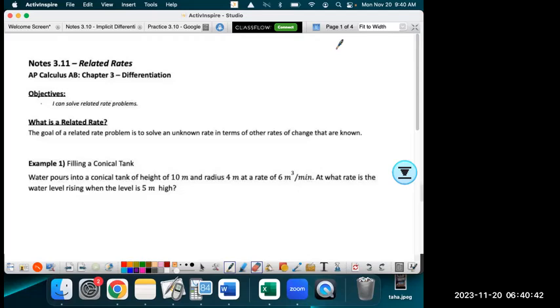So number 1 is filling a conical tank. It's important that you know that a conical tank looks like an ice cream cone. So water pours into a conical tank with a height of 10 meters and a radius of 4 meters at a rate of 6 meters cubed per minute. At what rate is the water level rising when the level is 5 meters high? I'm going to draw a visual of this.